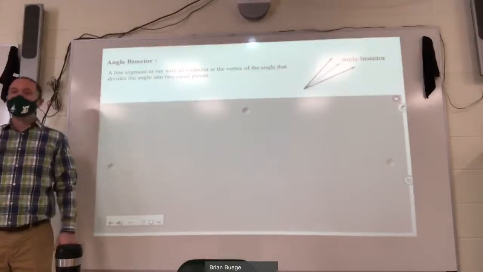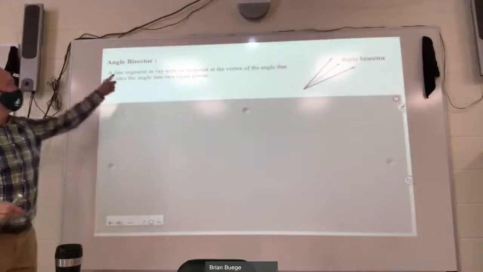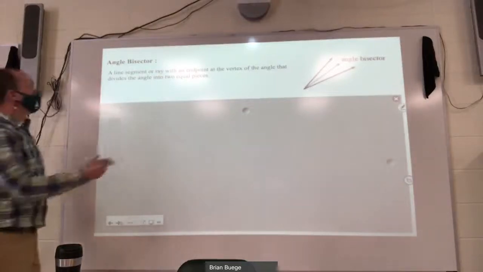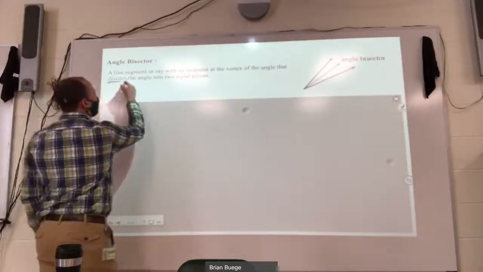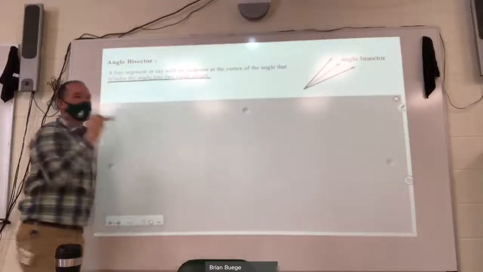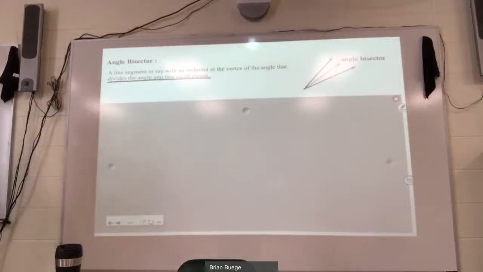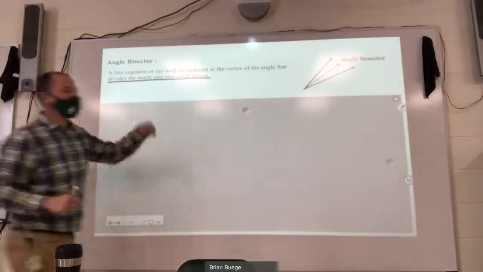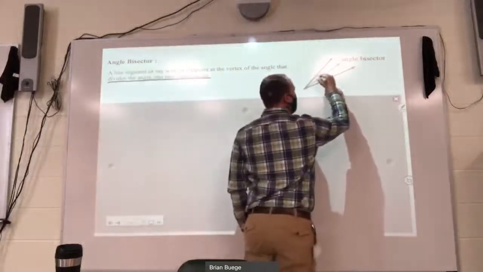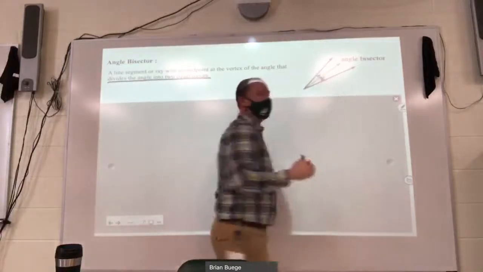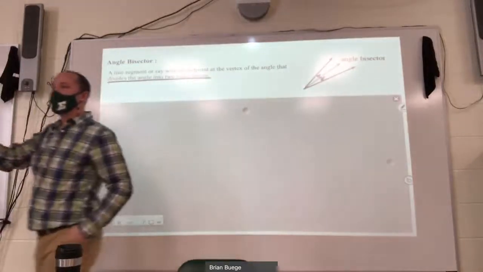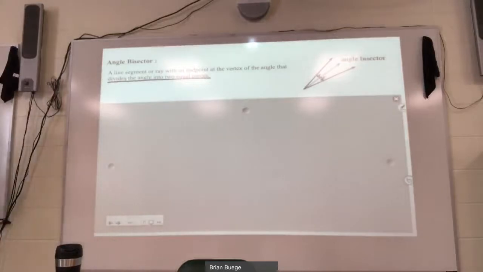Two equal parts, okay? So if you have an angle bisector, basically what you're looking at is right here. It divides the angle into two equal parts. So if you're ever given something in a proof and it says, oh, this one is an angle bisector, the result will be two equal angles. Okay? You cut an angle in half. That's what it means to bisect an angle. And the result is two equal angles.